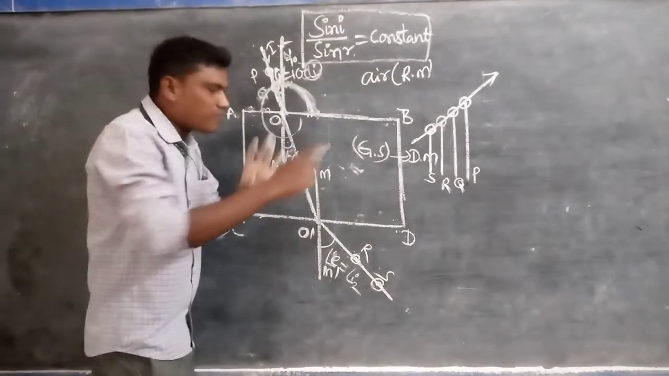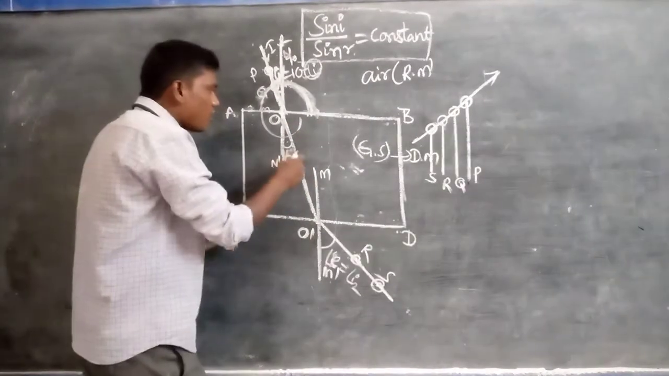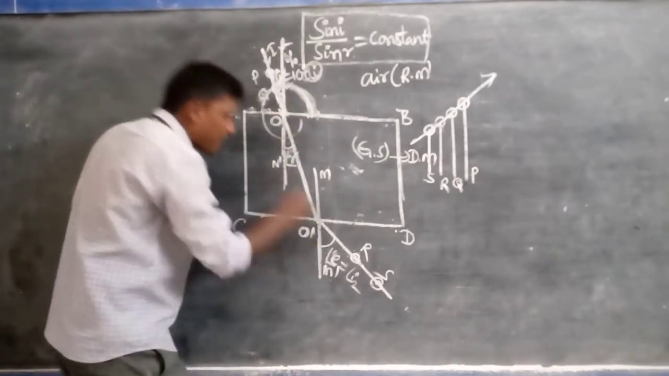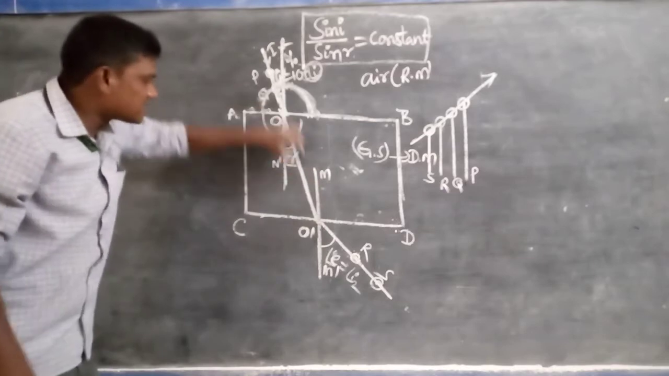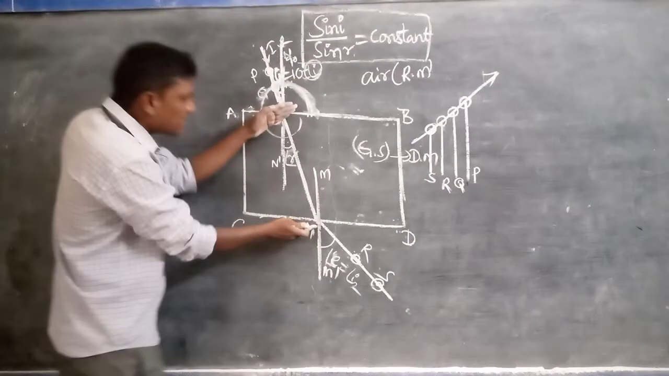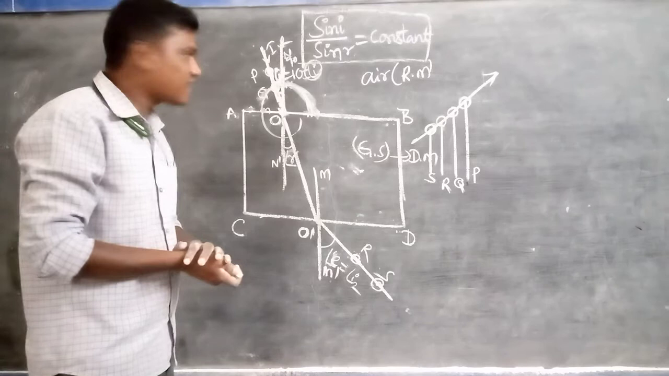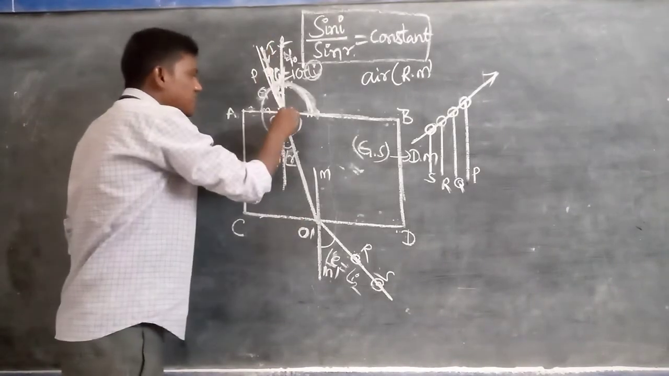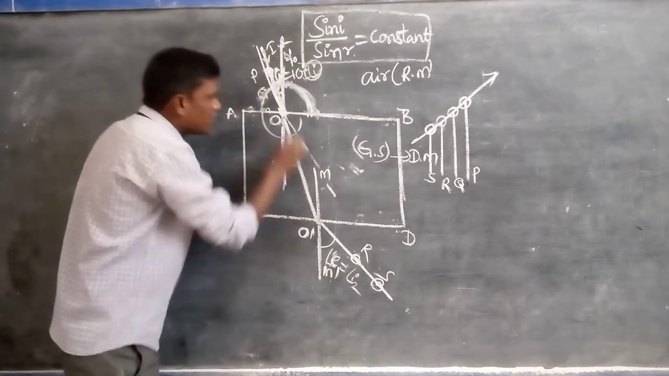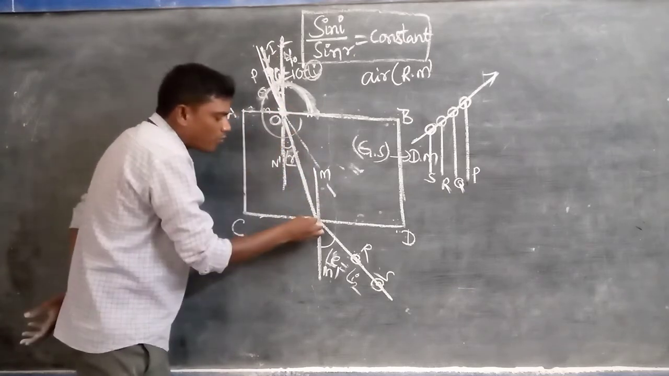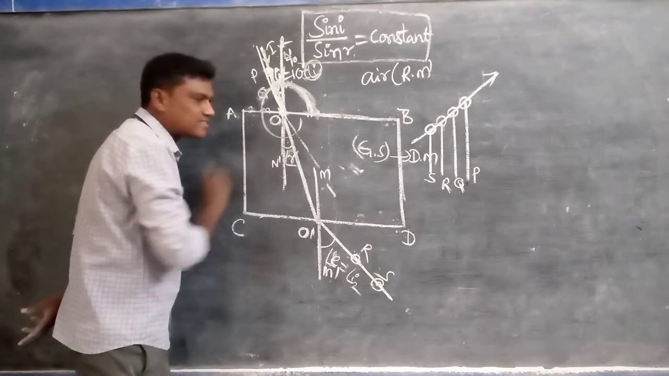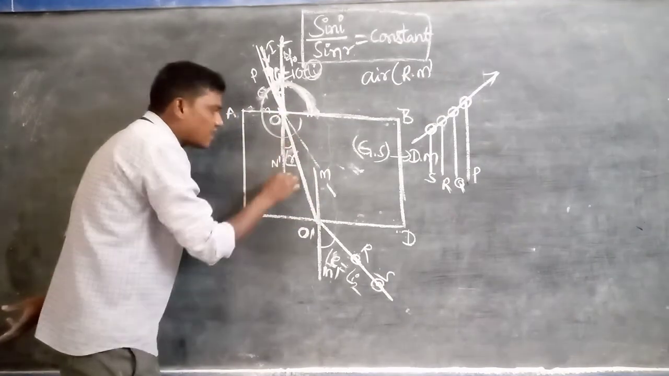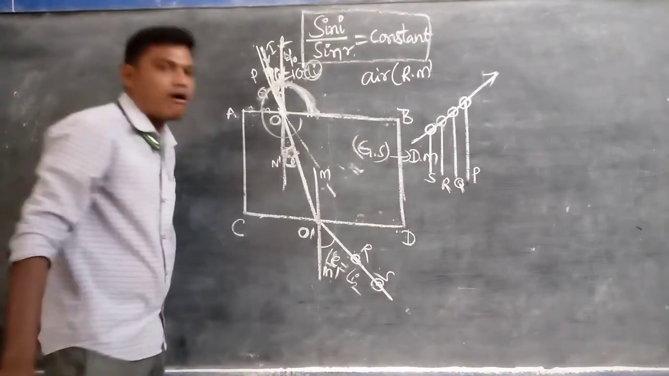Now remove the glass slab, and we can join O and O dash with a straight line. This O dash line represents the refracted ray. Is it correct or not? This is the incident ray, and this is the refracted ray. Here I am observing that O dash is the refracted ray, and the normal is for the denser medium. That's why the angle between O dash and the normal gives the angle of refraction.